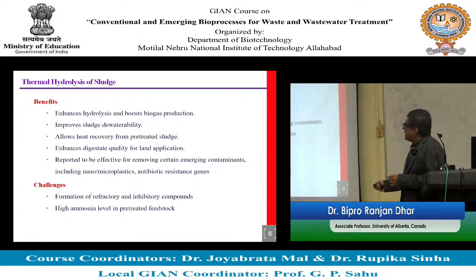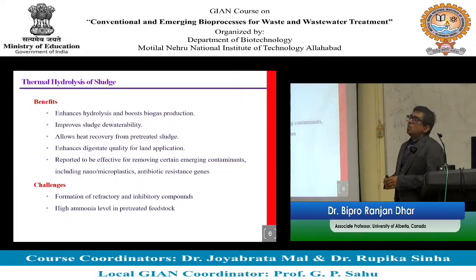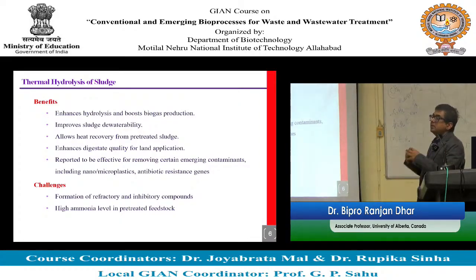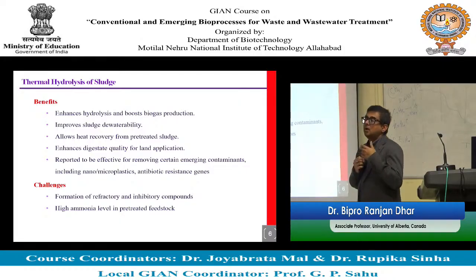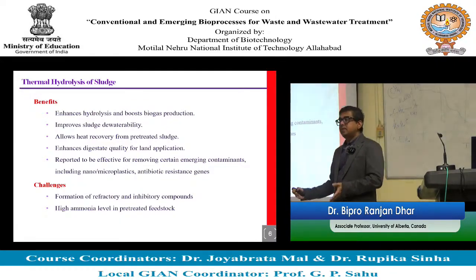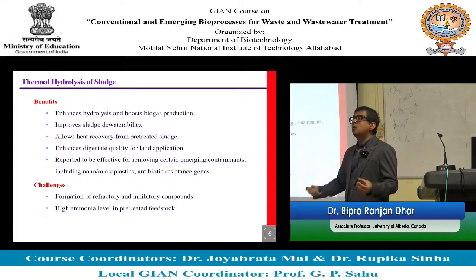But still there are some challenges in this field. Mostly, when you pre-treat the sludge at very high temperature, like at 150 or 160, sometimes some of the organics form some recalcitrant or inhibitory compounds at high temperature. Those compounds, although they are solubilized, in soluble form, might be toxic to microbes. Sometimes some of those compounds cannot be degraded.